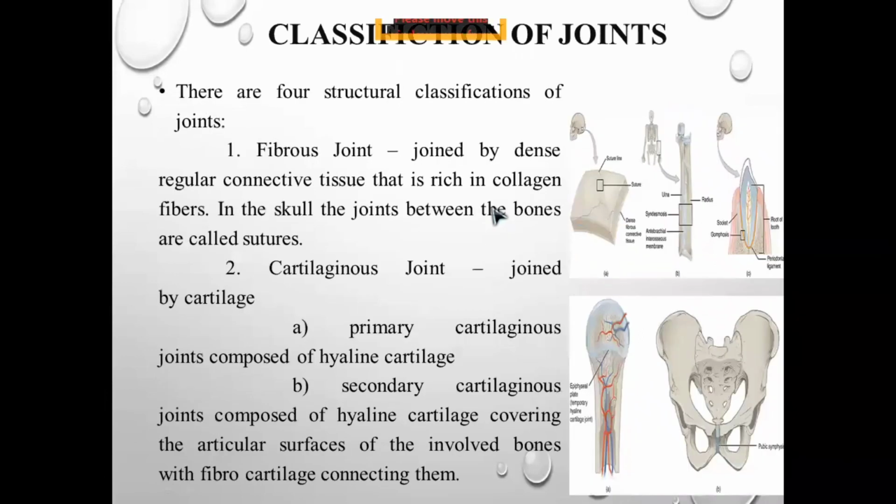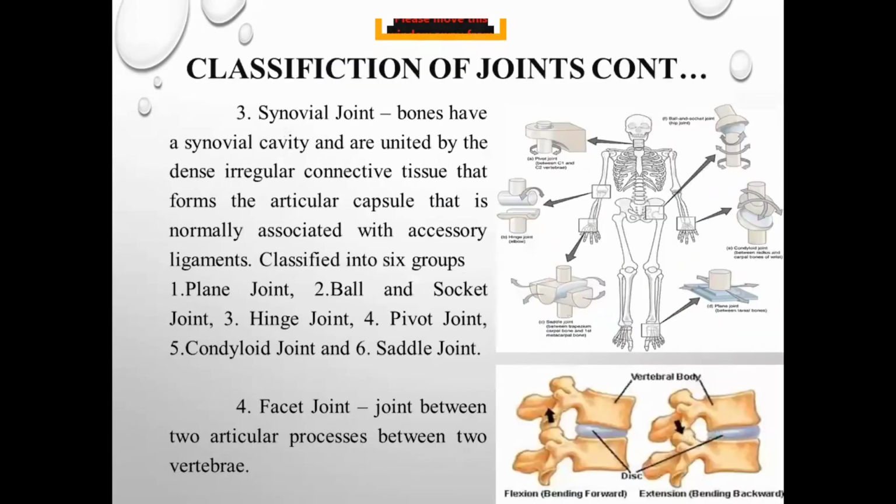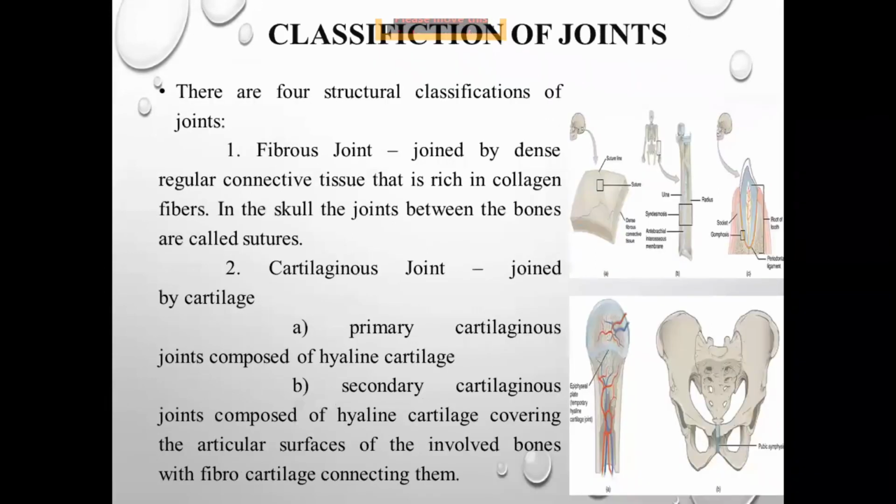Right. Next, the classification of joints. There are four structural classifications of joints. One is going to be a fibrous joint. Next is going to be a cartilaginous joint, and next is going to be a synovial joint, and next is a facet joint. So these are the four structural classifications of the joints. The fibrous joints are joined by dense regular connective tissue that is rich in collagen fiber. In the skull, the joints between the bones are called sutures. Okay. Next is cartilaginous joints.